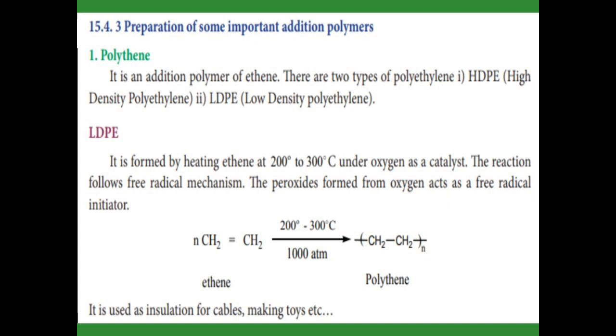First, low density polyethylene is prepared when ethylene is heated at 200 to 300 degrees Celsius under 1000 atmosphere with oxygen as a catalyst. This reaction follows the free radical mechanism. The free radical used here is peroxide, which is formed with the help of oxygen. Low density polyethylene is used as insulation for cables, making toys, etc.